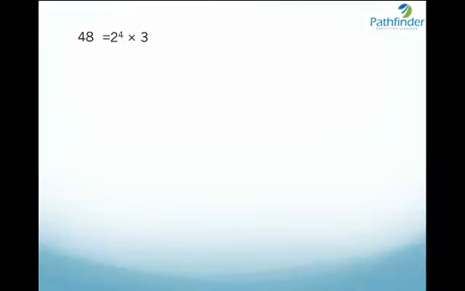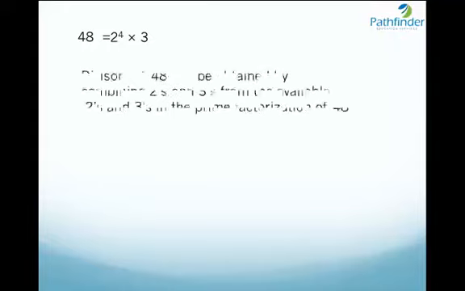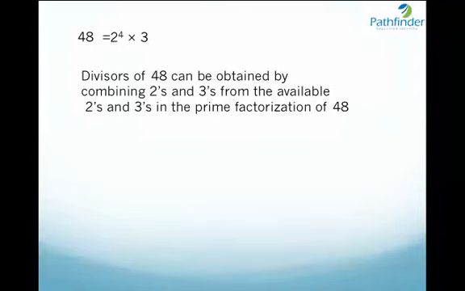Once again, we write the prime factors of 48. 48 is equal to 2 to the power 4 multiplied by 3. So we see there are four 2's and one 3 in the prime factorization of 48. So divisors can be obtained by combining 2's and 3's from the available 2's and 3's in the prime factorization of 48. So how many 2's are there in 48? There are four 2's and there is only one 3.